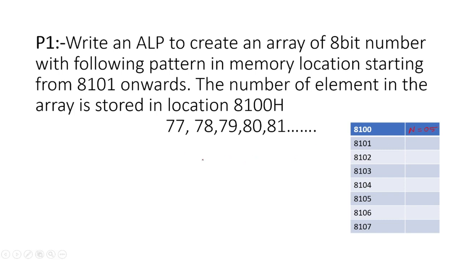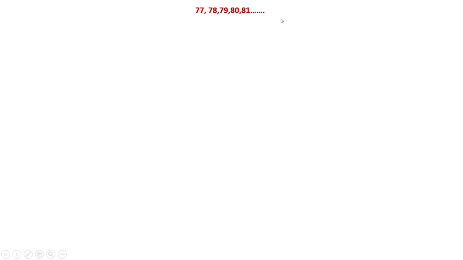So we need to create a program to create an array like this, so that after execution of that program, 8101 contains the data 77, 8102 contains data 78, 8103 contains 79, 8104 contains 80 and 8105 contains 81. So in this manner we need to create an array after execution of that program. In this problem we need to create a pattern like this.